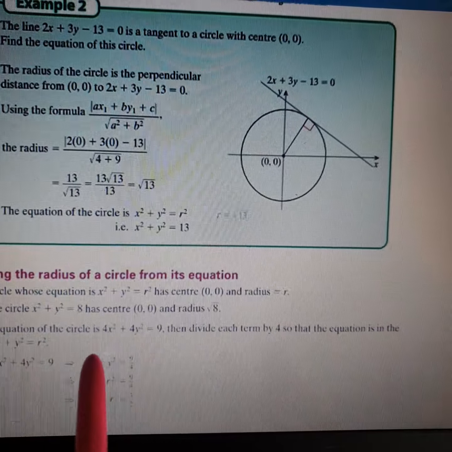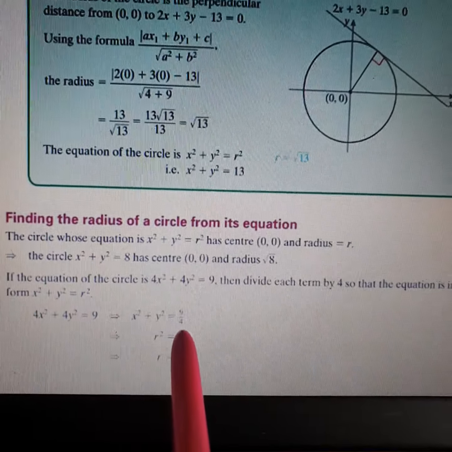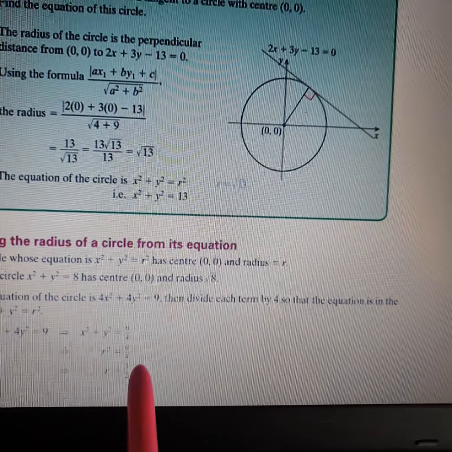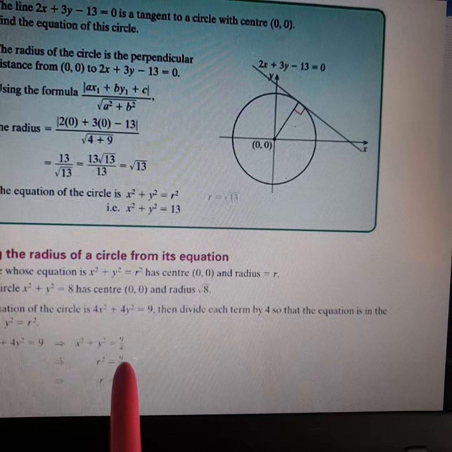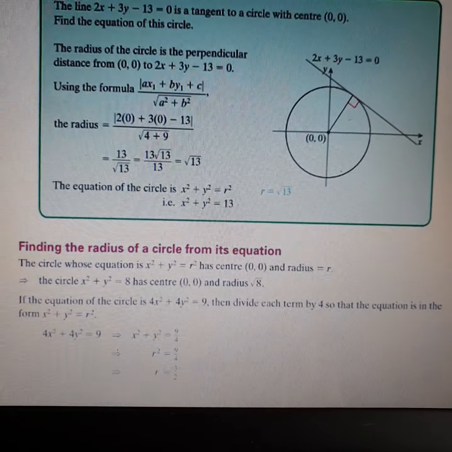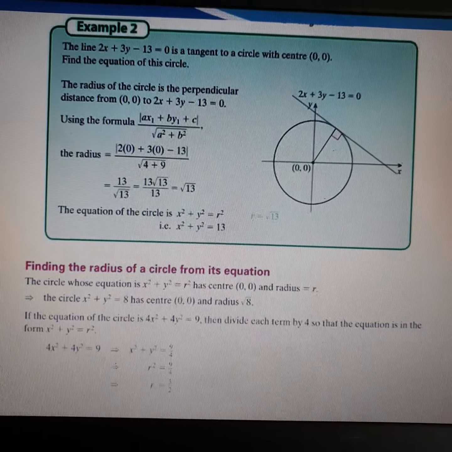So therefore, now what we'd write underneath that is x squared plus y squared is equal to r squared. You'd be saying r squared is equal to 9 over 4. You'd be saying r then is equal to the square root of 9 over 4, which will come out to be 3 over 2. Okay, so that's actually reading the radius from the equation of a circle.